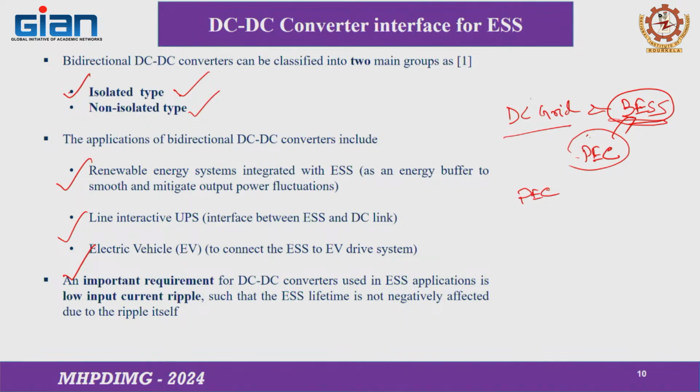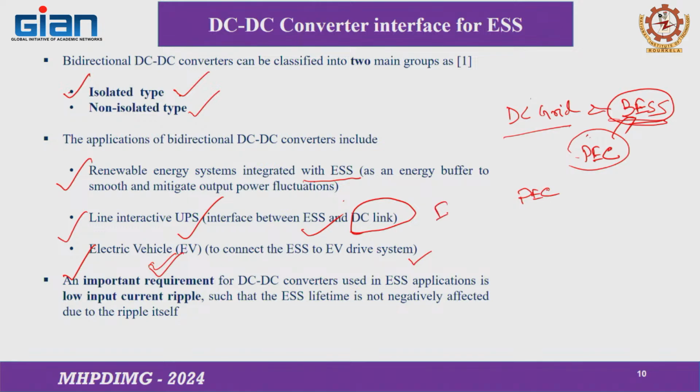Before coming to the topologies used for this DC to DC converter, the applications are already being discussed, that is DC microgrid, meaning renewable energy system integration. So, when the source is DC and the storage is obviously DC, we go for this application. Another is the interface between the DC link and the ESS, that is the line interactive EPS. And the most important, apart from the microgrid applications, nowadays another important factor is the EVs, for EV battery charging.